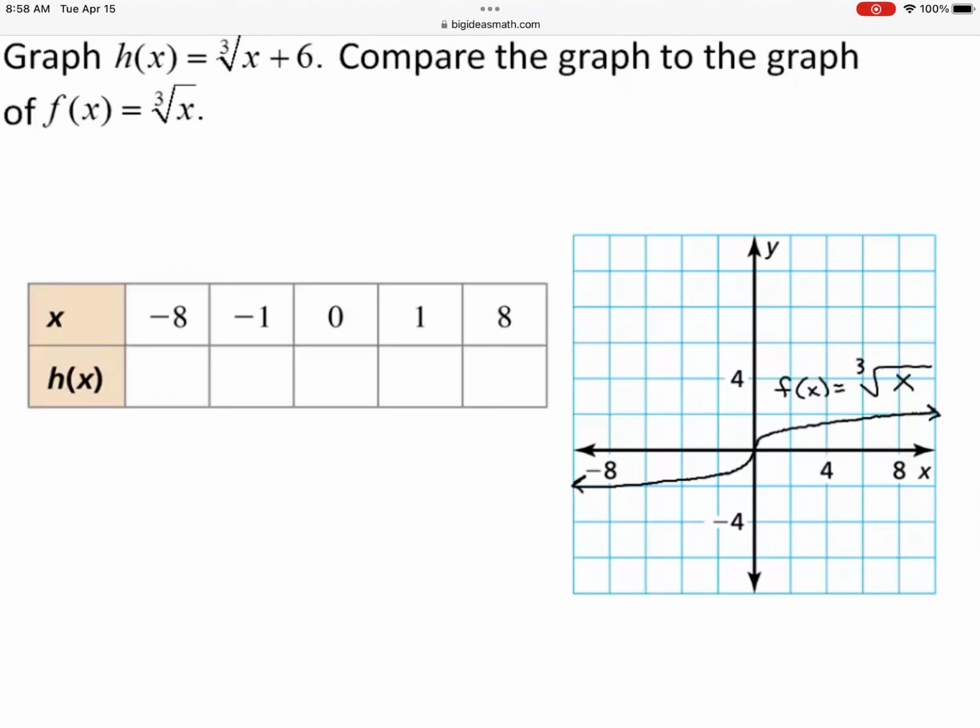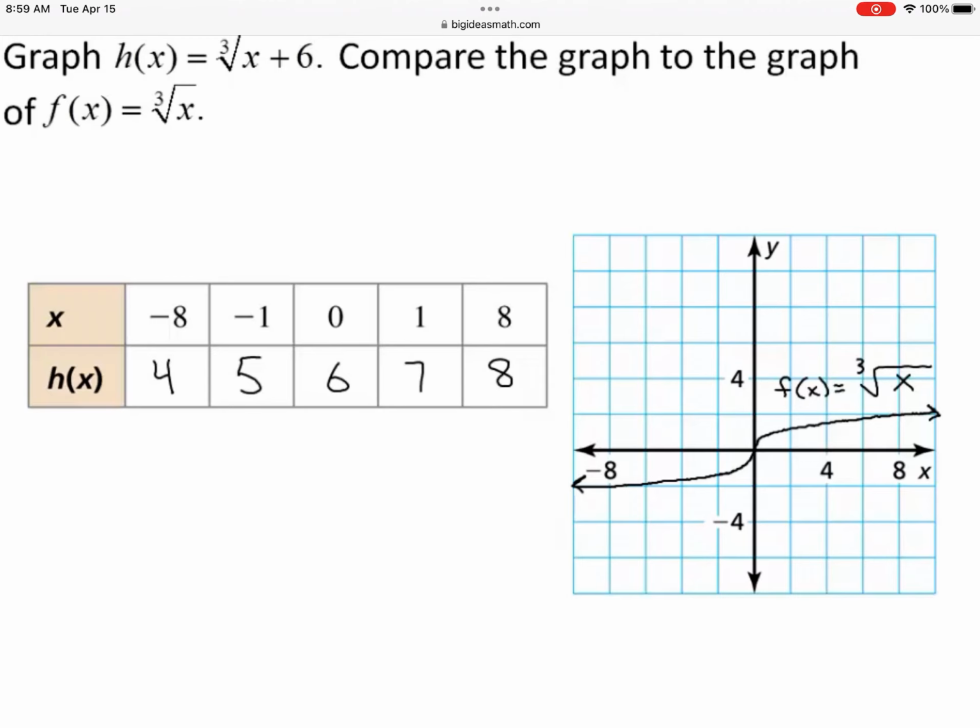Substituting -8 for x in the function h gives h of x equals 4. Similarly, when x equals -1, h of x equals 5. When x equals 0, h of x equals 6. When x equals 1, h of x equals 7. And when x equals 8, h of x equals 8.